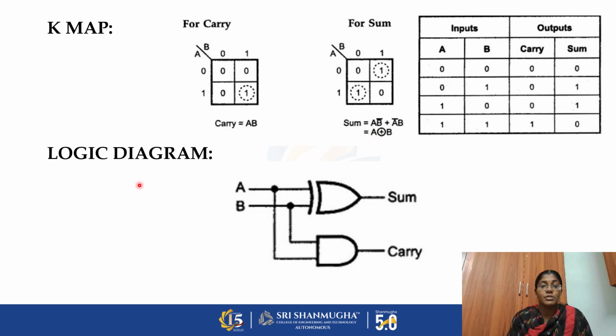Next we need to draw the logic diagram. How can we draw the logic diagram? For sum, we need to draw A XOR B. This is the logic symbol of the XOR gate. A XOR B will give the result as sum, and A and B will produce the carry, A and B.